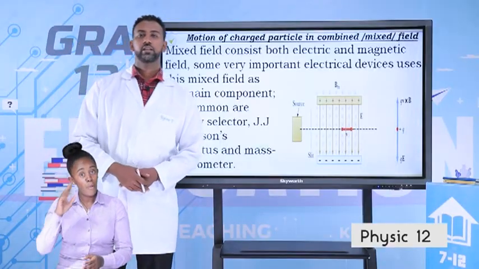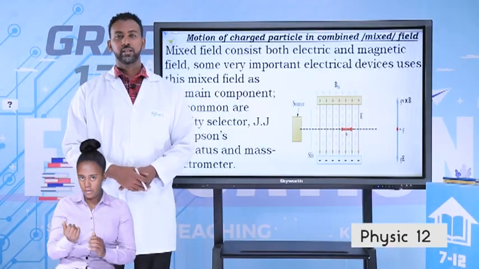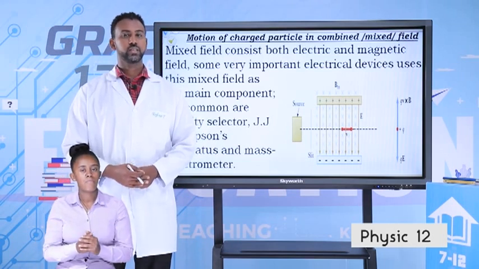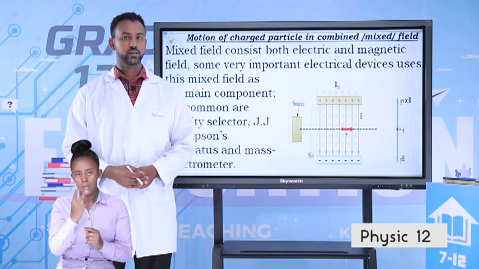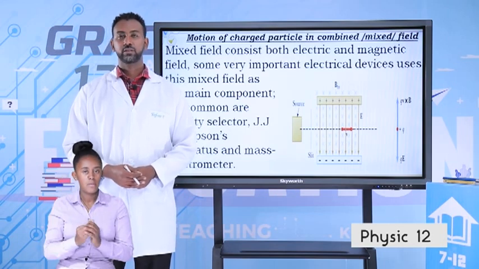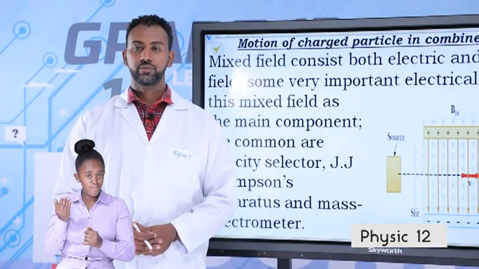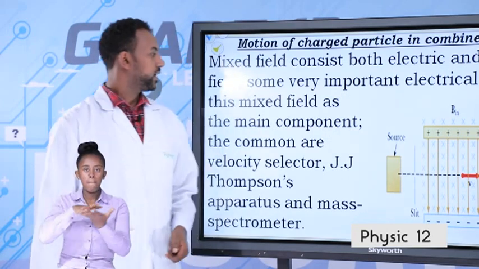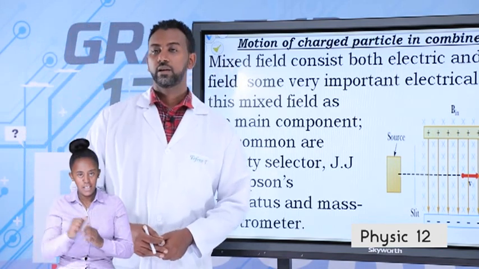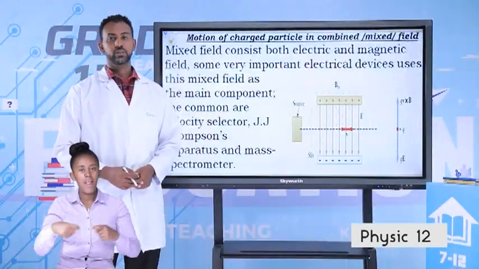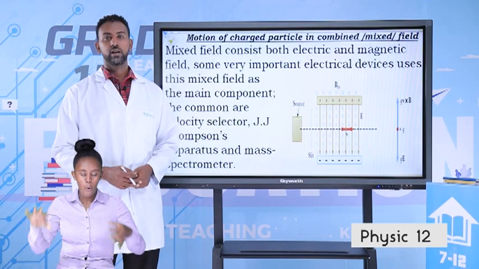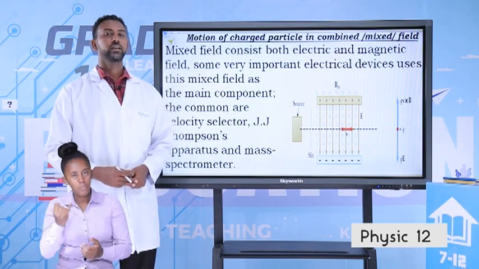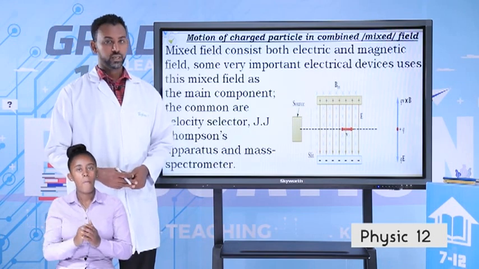Hello, our viewers. Previously, we have tried to see about magnetism. So we have tried to see some basic concepts as well. And at last, we have tried to see about the motion of charged particles in a mixed field. And the most common electrical components which use mixed or combined fields are the velocity selector, J.J. Thomson's apparatus, and the mass spectrometer.